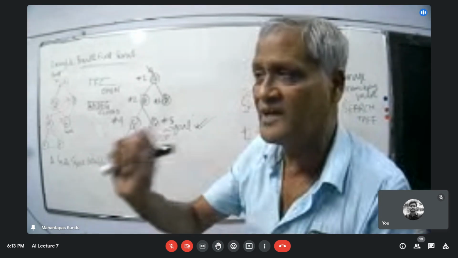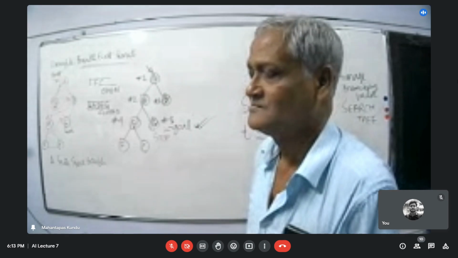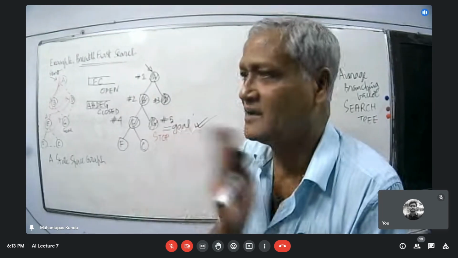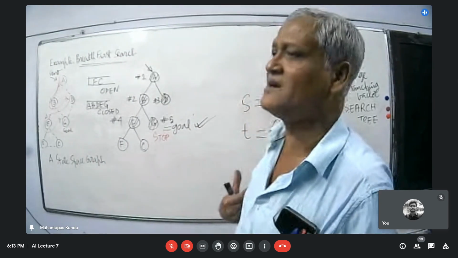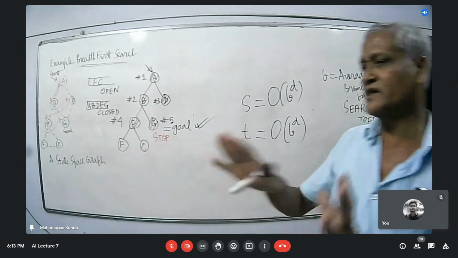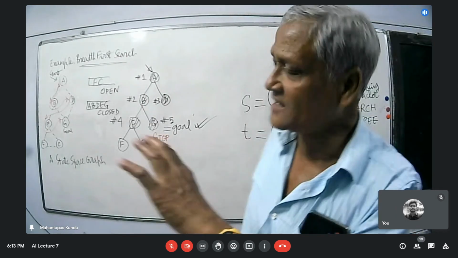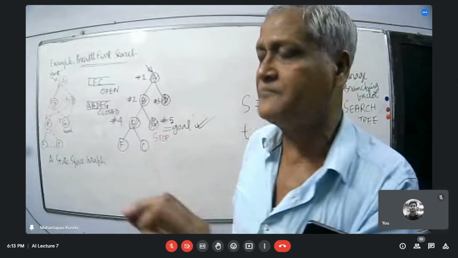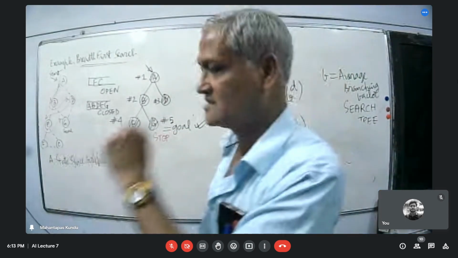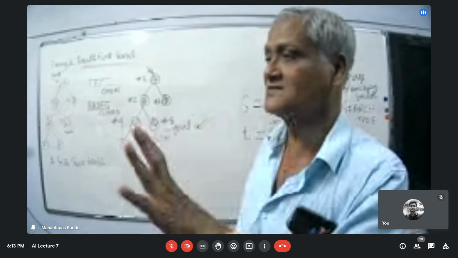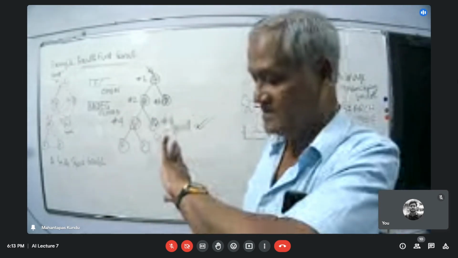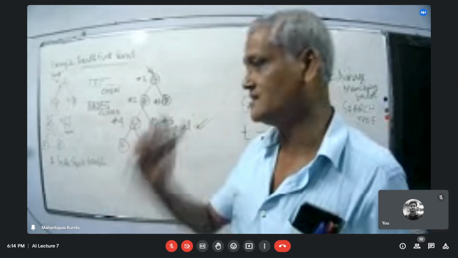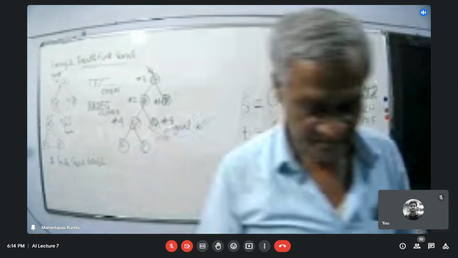So again, we need AI here. But before explaining how we can apply AI here, I want to explain another kind of graph search method that is called depth-first search. Next day I shall explain depth-first search. That is on next Monday.